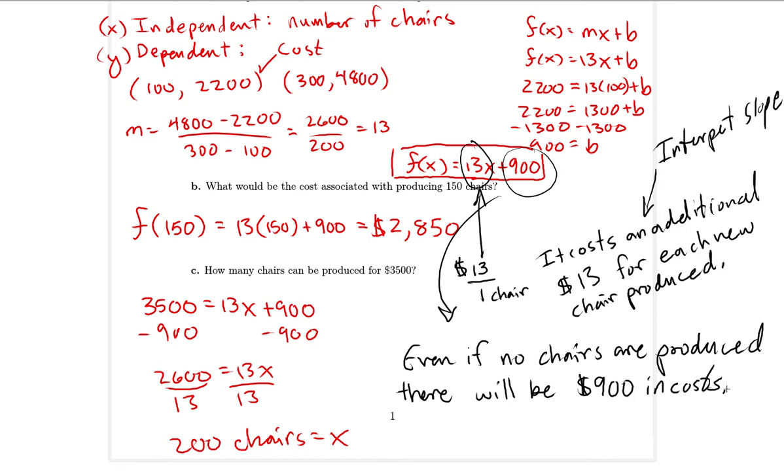That could mean you're paying your workers to be there. That might be in that 900. You've got to turn the lights on in your factory. So this actually makes a lot of sense. If a company does not produce items that they're manufacturing on a particular day, that doesn't mean they didn't have any costs that day. There's probably just some baseline costs. And so that's what that 900 is referring to there. So this would be interpreting your y-intercept.